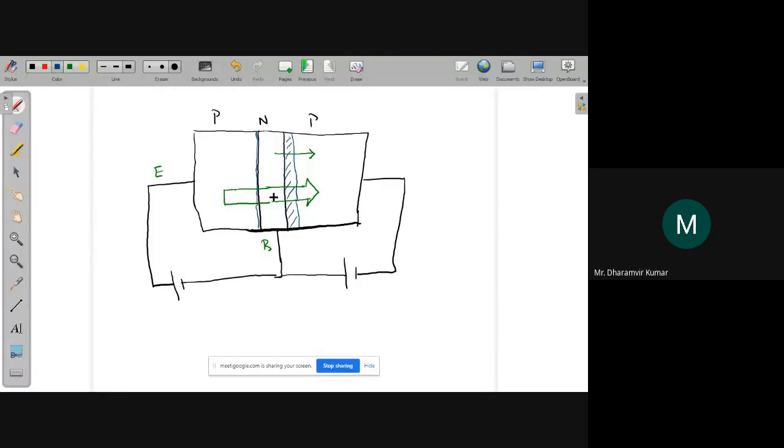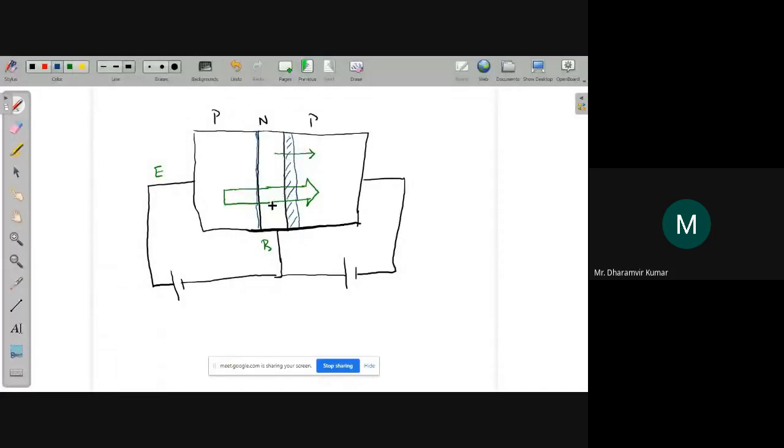Okay, and they will flow like this. They will continue to flow like this. Okay, this is one thing. And we are already clear that this is because of the minority charge carriers.